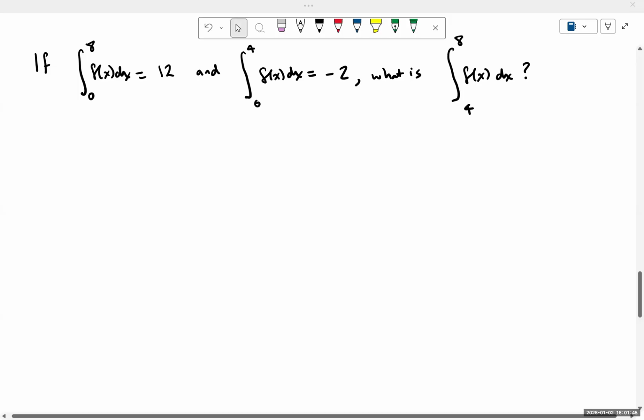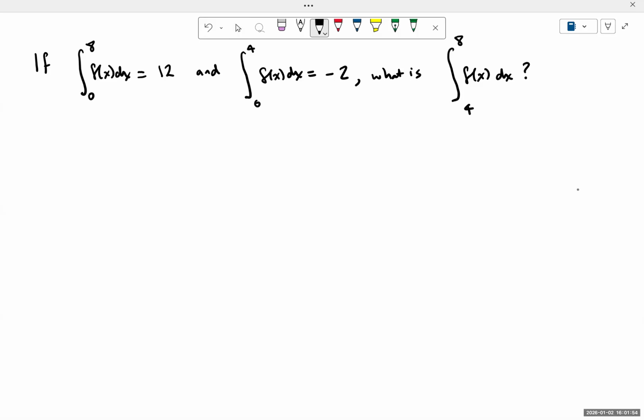Okay, here's a cute little problem. I always like these because it's just giving you some information, but it's not giving you the information you're used to, right? Usually they give you some particular function and they're asking you, well, find the antiderivative or find the derivative or whatever the heck you're supposed to do.